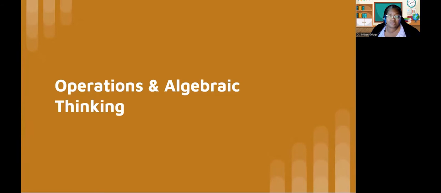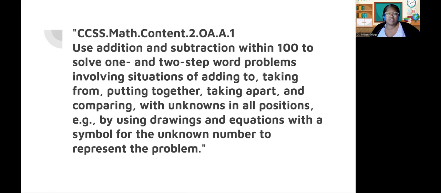So first, we're starting off with operations and algebraic thinking. And our objective is use addition and subtraction within 100 to solve 1- and 2-step word problems involving situations of adding to, taking from, putting together, taking apart, and comparing with unknowns in all positions. For example, by using drawings and equations with a symbol for the unknown number to represent the problem.